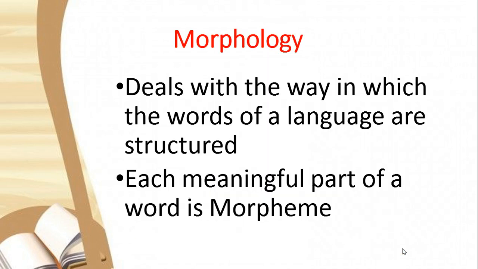Next, we have morphology. It deals with the way in which words are divided into smaller, meaningful units. That meaningful part of a word is called a morpheme. For example, if there is a word called girl, it can be turned into a plural noun by adding s. Girl is a meaningful morpheme, whereas s is a suffix added to make it a plural noun. So a morpheme is the meaningful part of a word.